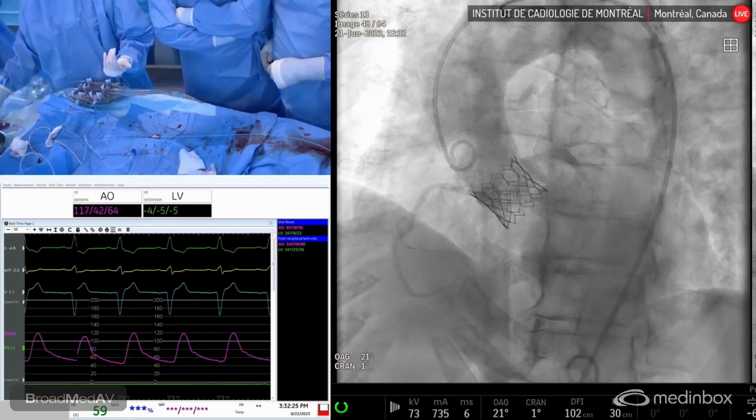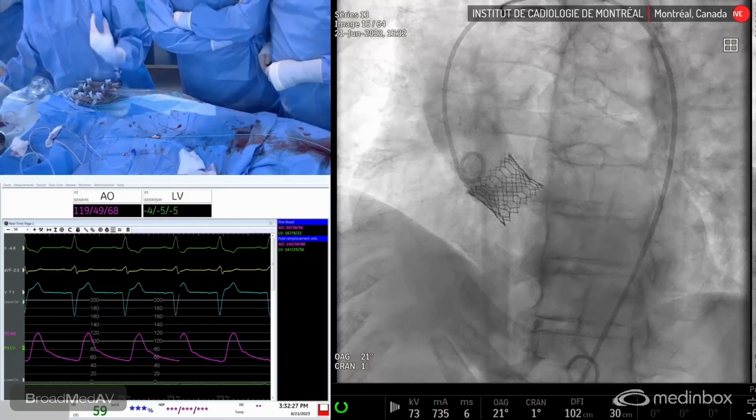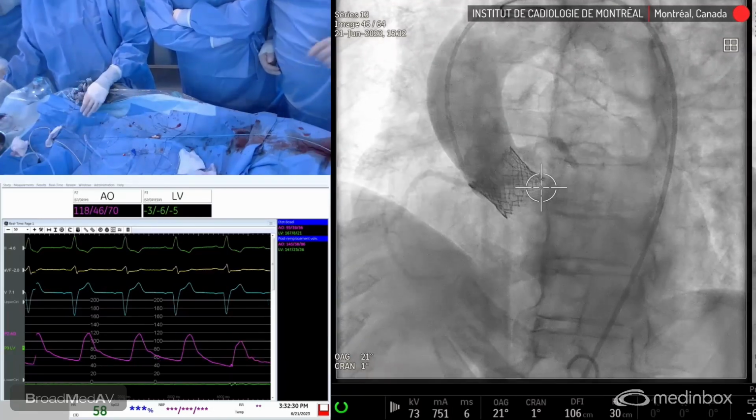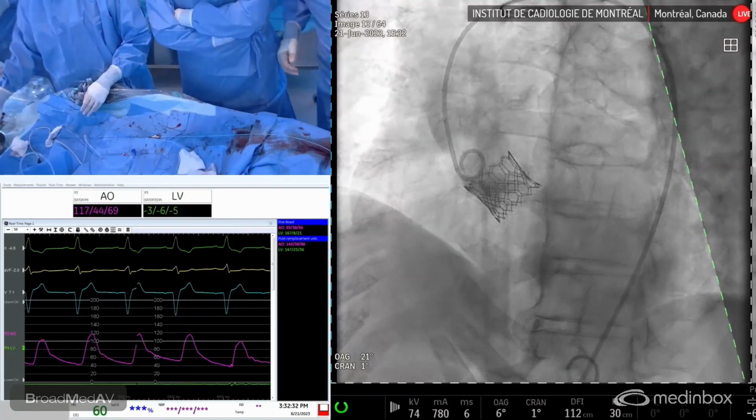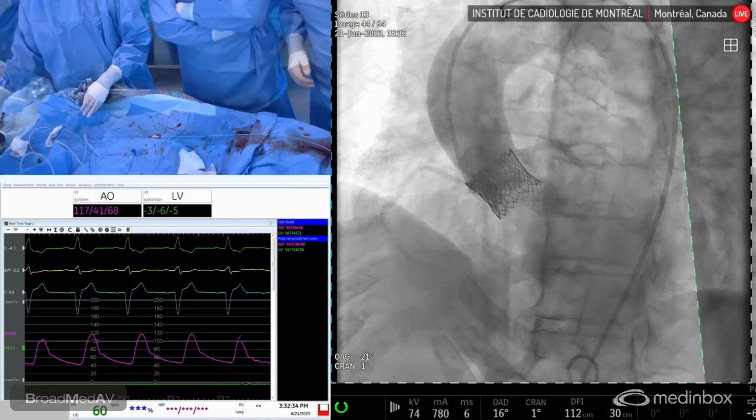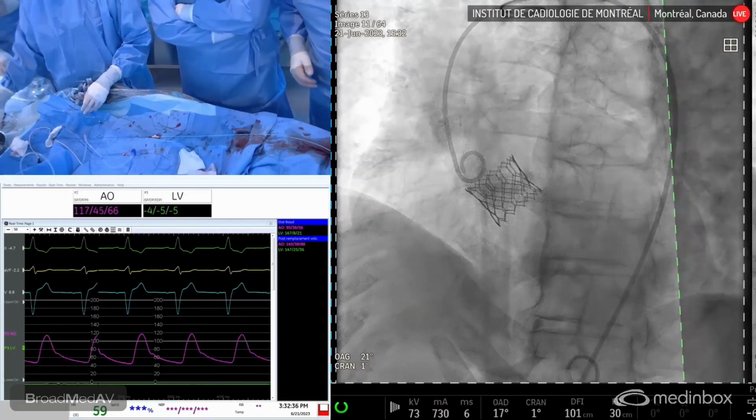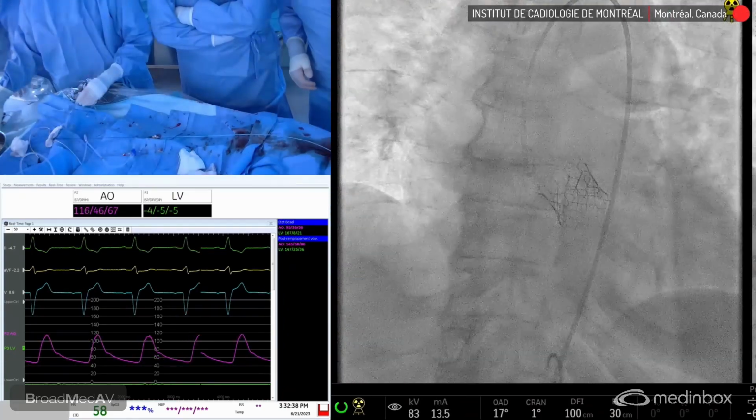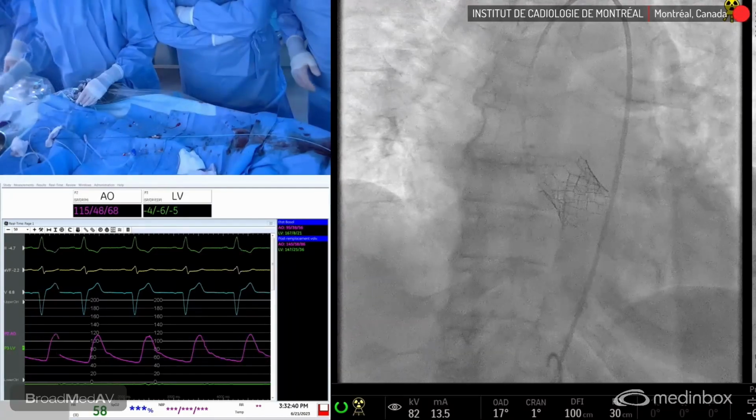That's okay. The other thing we could do is just make sure the valve is well expanded. So maybe just go in an RAO and have a look, make sure it looks round. Tends to be more of a challenge with the self-expanding valve, but it's always good to check, because it was quite heavily calcified. I mean, it certainly looks well deployed.